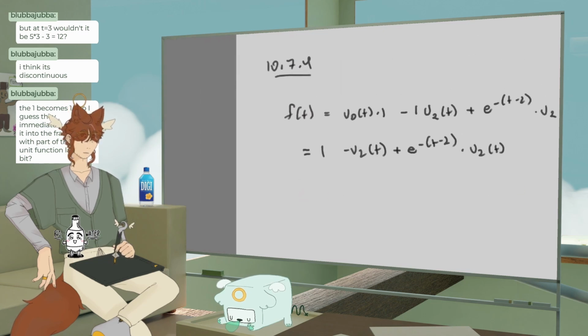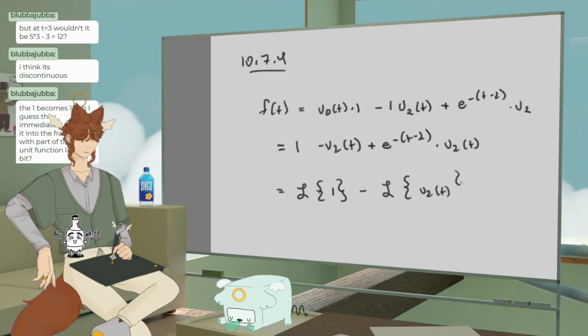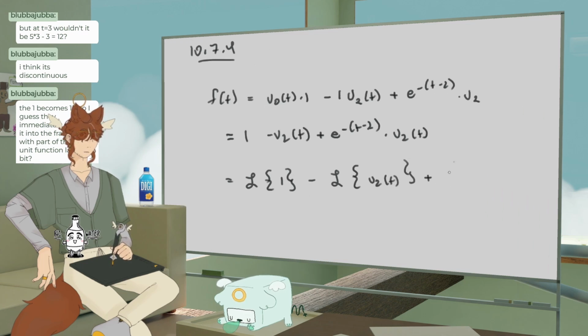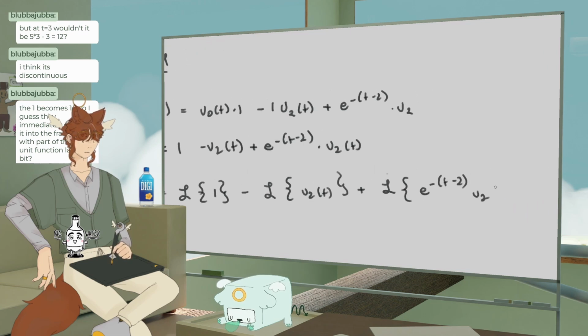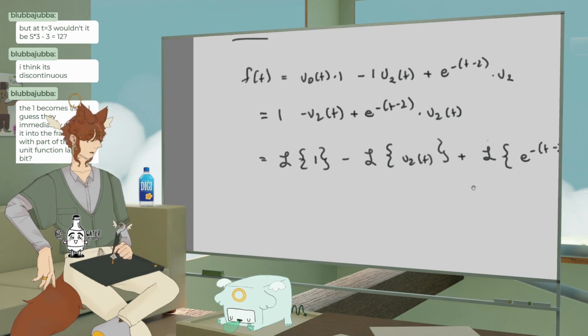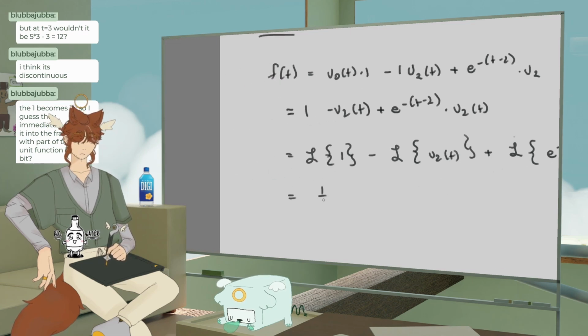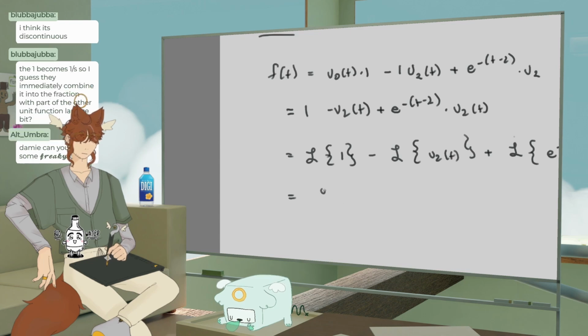So I'm gonna factor it into 3 Laplaces because that makes a little more sense to me. So we have Laplace of 1, then we have minus the Laplace of u2 of t, and then plus the Laplace of e to the negative t minus 2 u2 of t. Okay, so we can do the easy one first. This one's gonna be 1 over s. Well, I guess like 0 factorial over s.